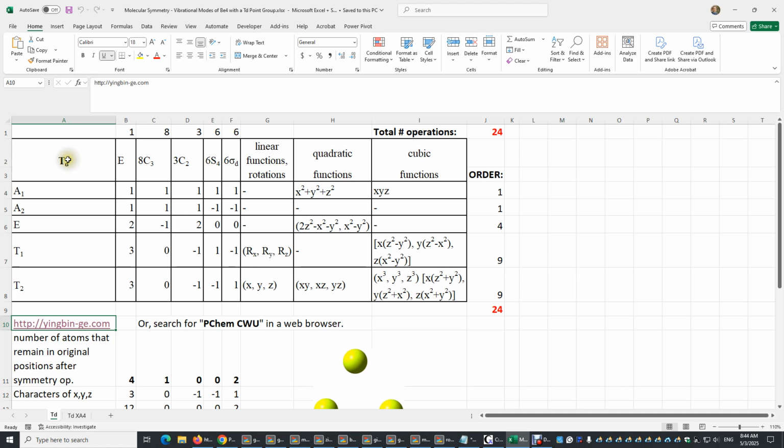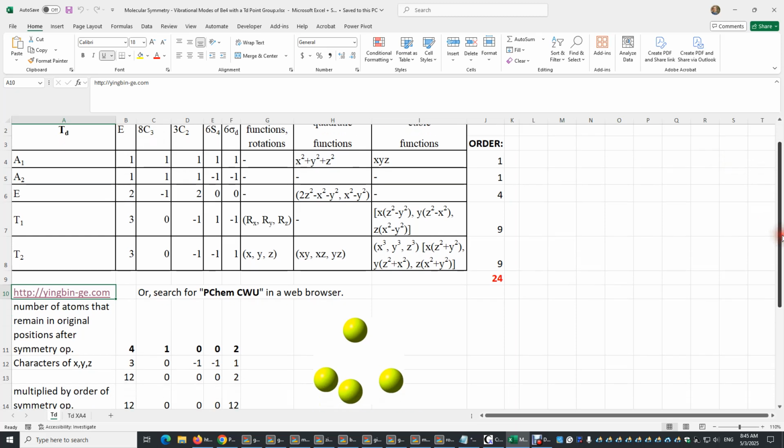Now let's look at the tetrahedral character table. This is the character table for the tetrahedral point group. We have a total of 24 different symmetry operations. First, identity symmetry operation, that means doing nothing, and then we have 8 C3 symmetry operations, because in this tetrahedral structure we have a total of 4 C3 axes, each crossing one of the 4 atoms.